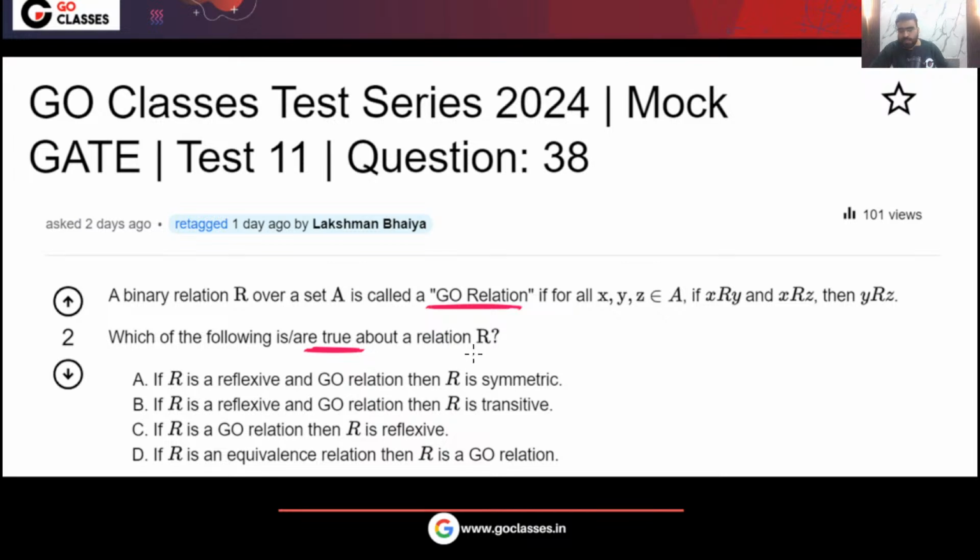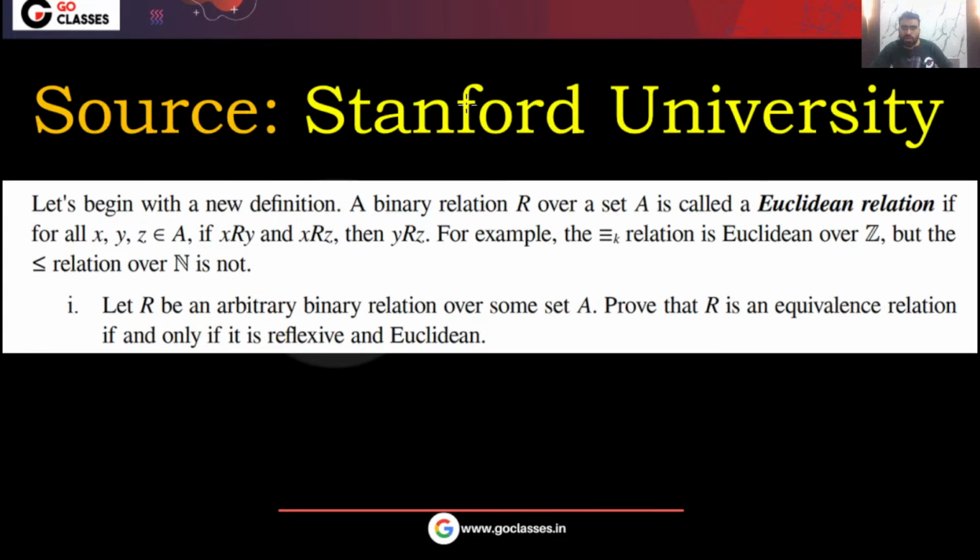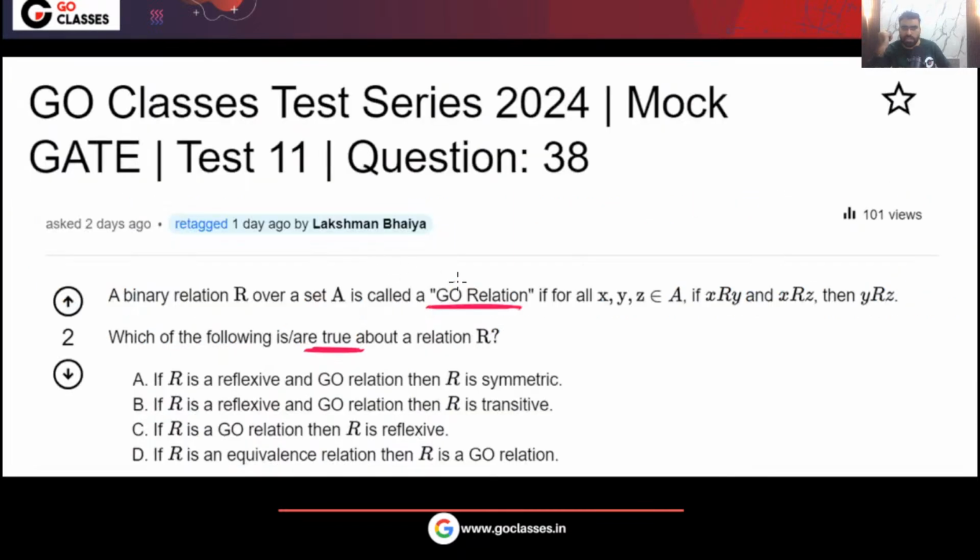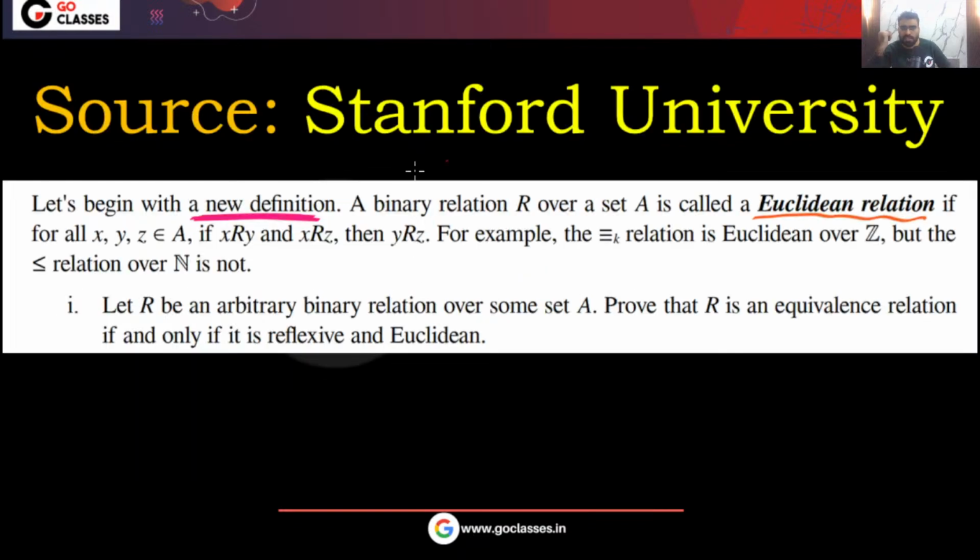Before we solve this question, let me tell you, this is a standard question from Stanford University. You can notice the same question, as it is, we have taken from Stanford University. In Stanford, they are calling it a Euclidean relation. A new definition is given, a new relation is defined. This is the only difference. We are calling it Go relation. You can see the same question is here.